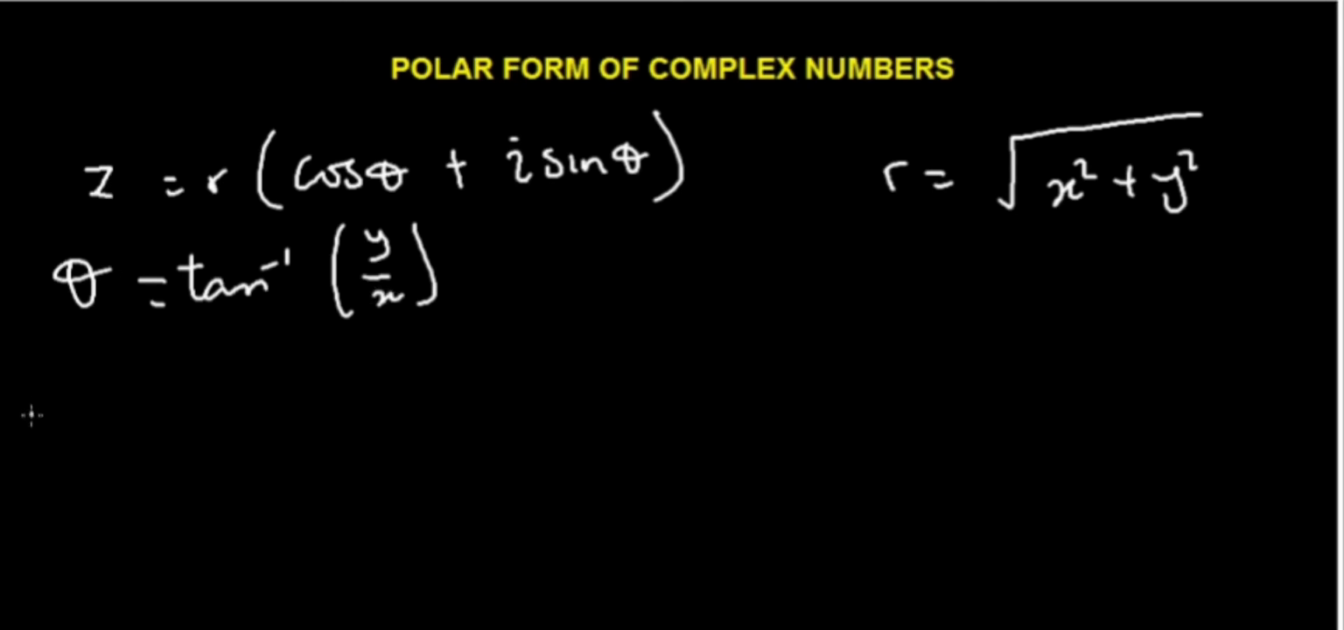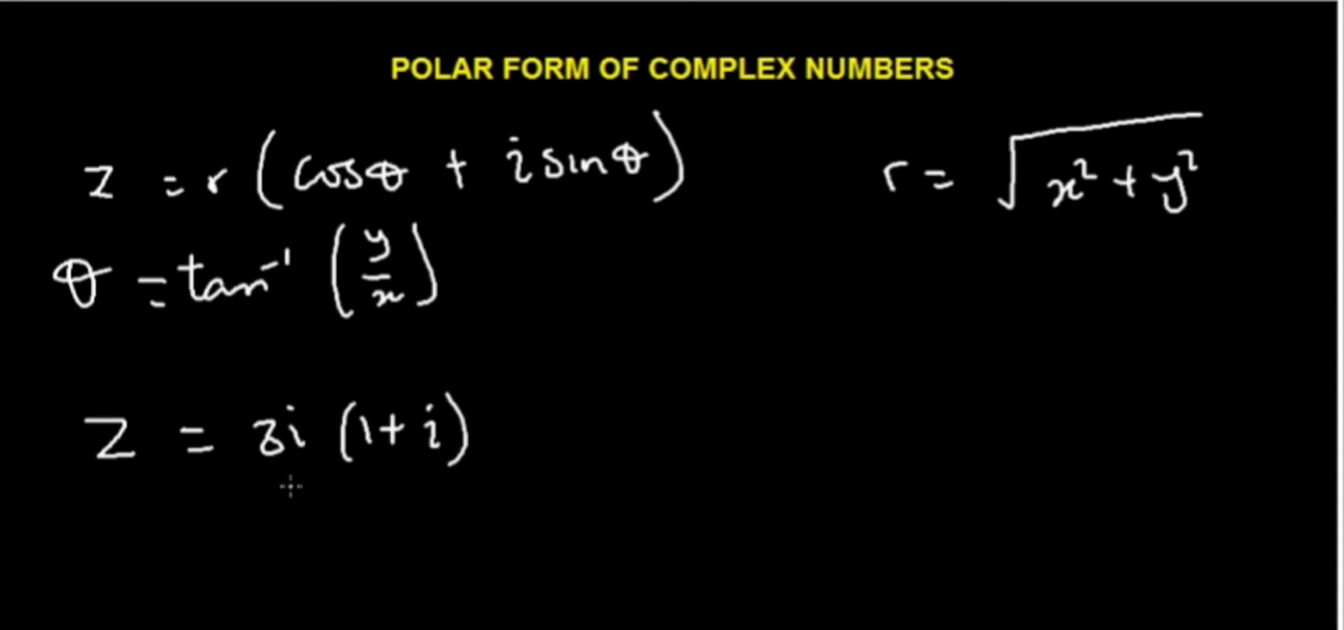So write the complex number. Suppose you're asked to write this complex number z, 3i times (1 plus i), in polar form. So what will you do? First of all, you want to get the value of your theta and the value of your r.